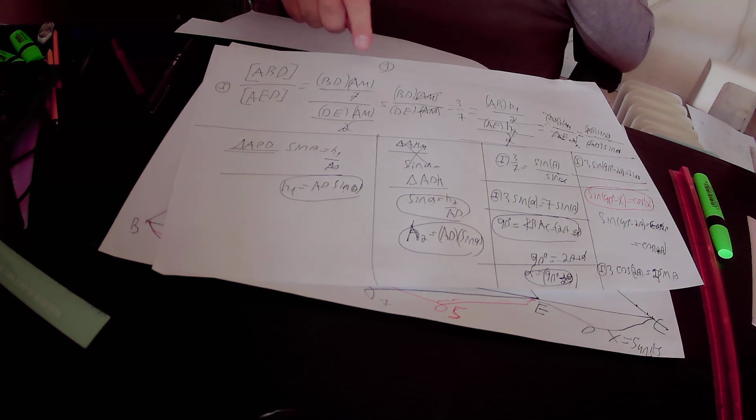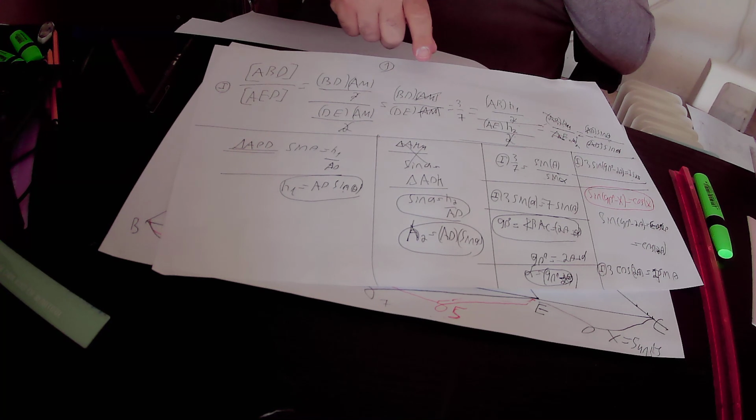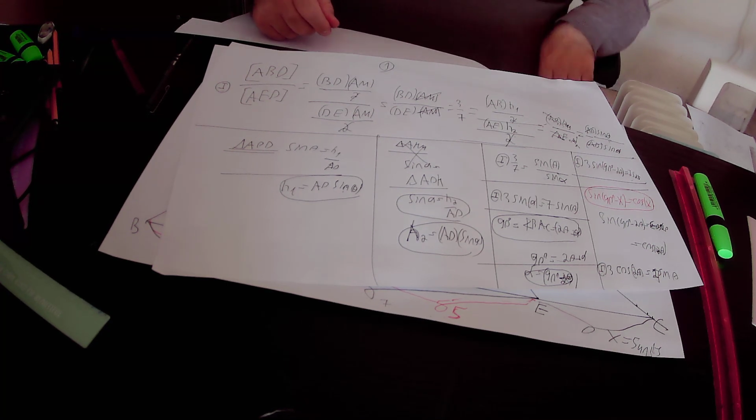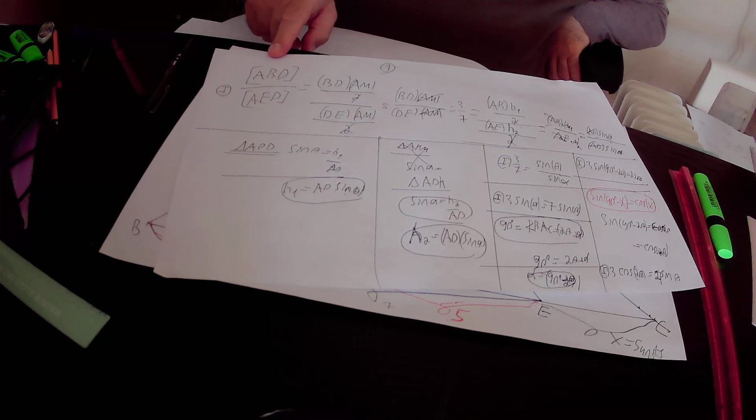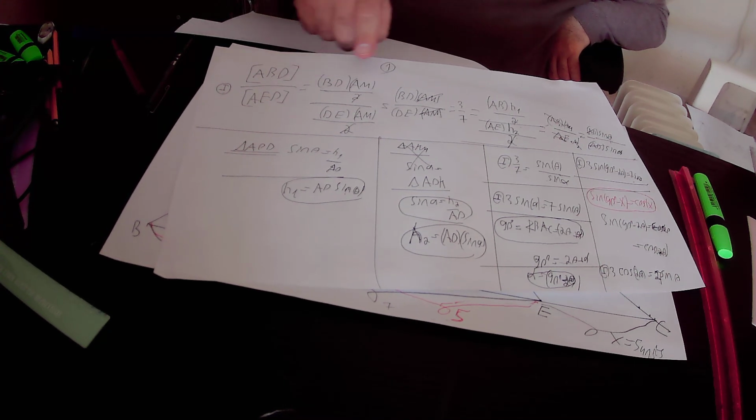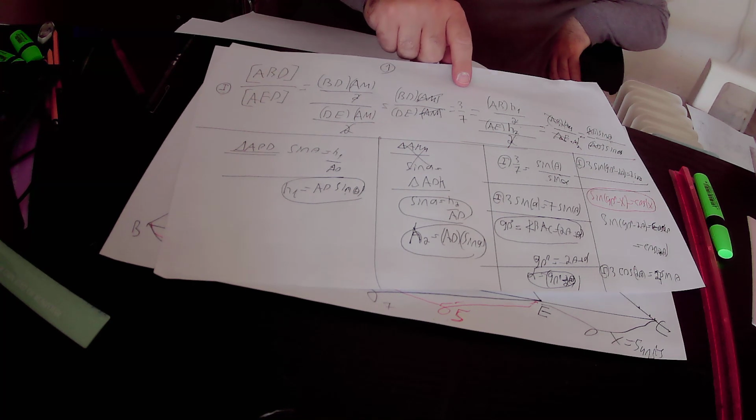Here we have 2 in the numerator and 2 in the denominator, so 2 will get cancelled, and we are left only with BD times AM over DE times AM. AM over AM is 1, so it will get cancelled, and we are left only with BD over DE. BD is 3, DE is 7, so in conclusion we found out that the area of triangle ABD over the area of triangle AED is equal to 3 over 7.